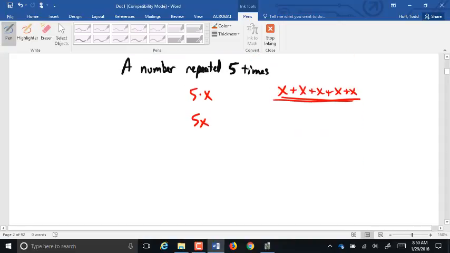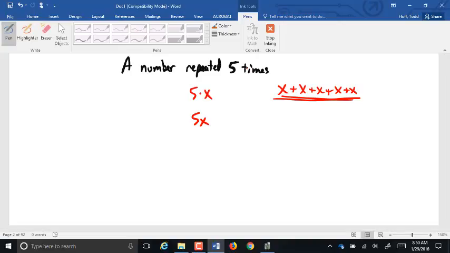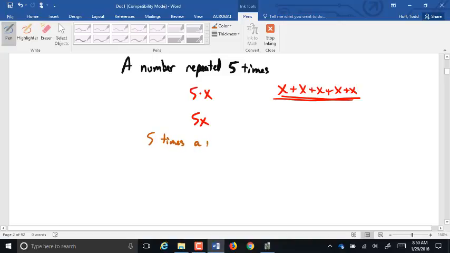Can we think of any other phrases that would represent 5x? Five times a number would be one of them. Any others you can think of?